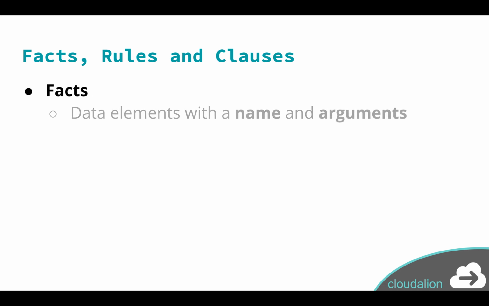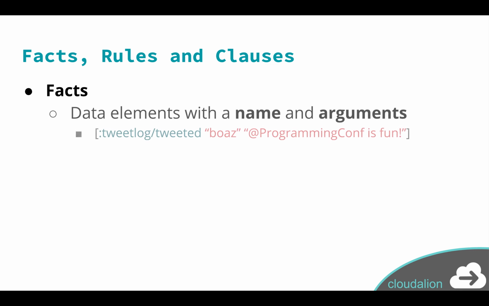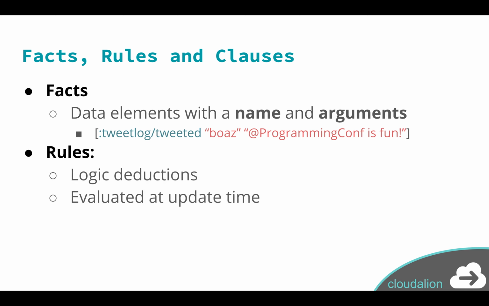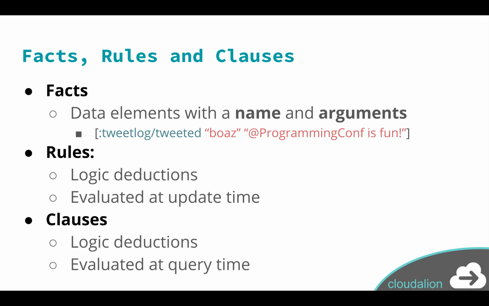So facts are data elements. They have a name and arguments. For example, this is a fact stating that I tweeted "programming conf is fun." Rules are logic deductions that are evaluated at update time. And clauses are also logic deductions, but they are evaluated at query time.